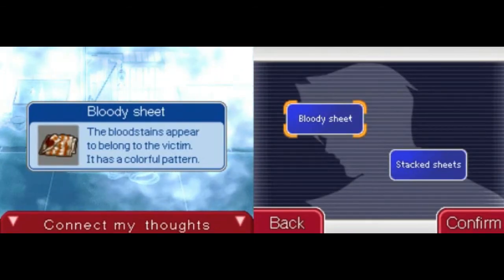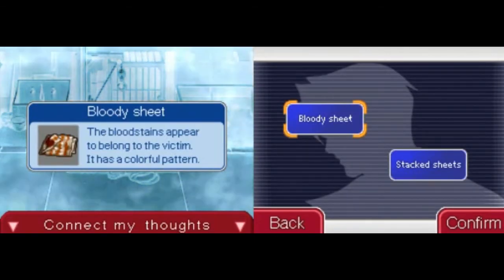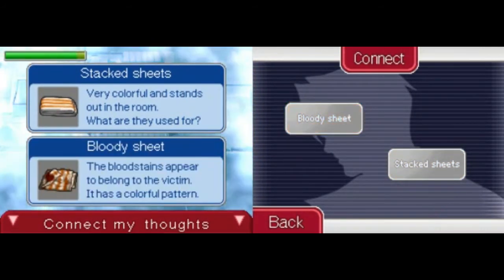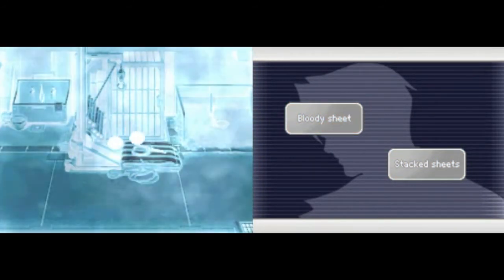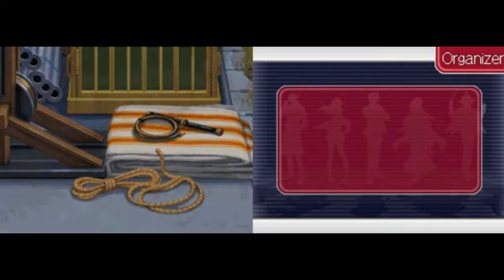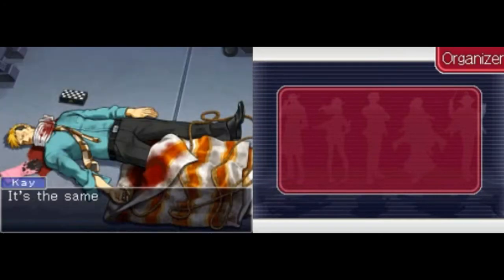Oh yeah, we can connect that. So they probably got the stacked sheets and the bloody sheet, they probably are connected somehow. The sheets stacked here have a very distinctive pattern. It's the same as this blood-stained sheet.